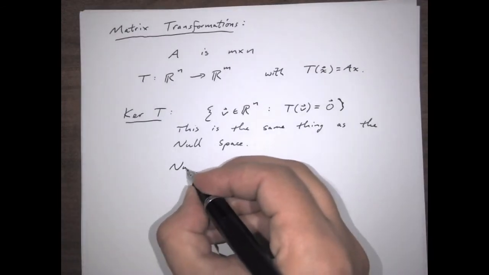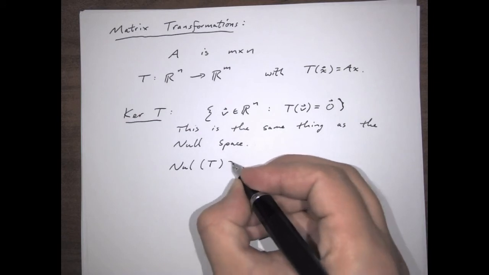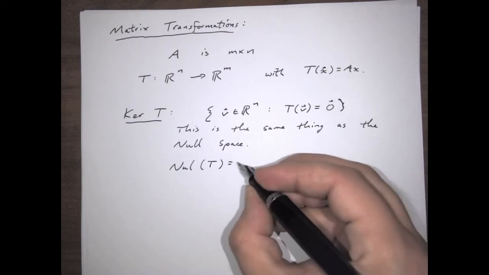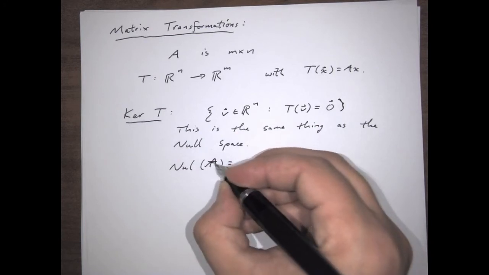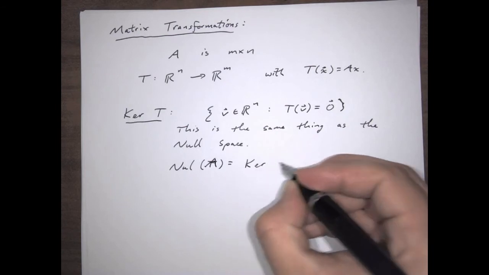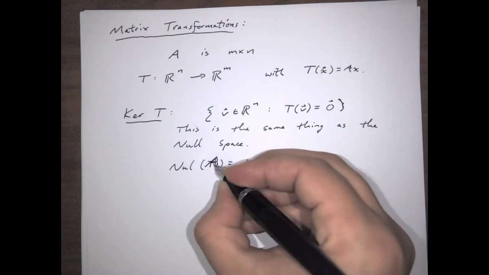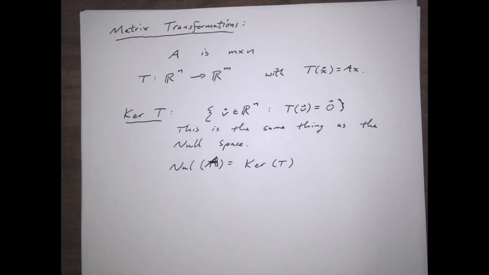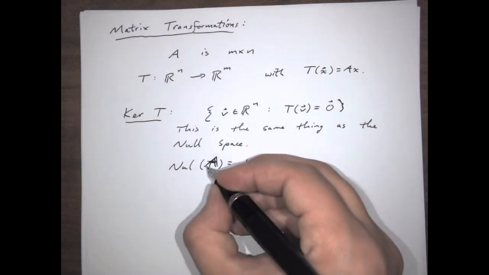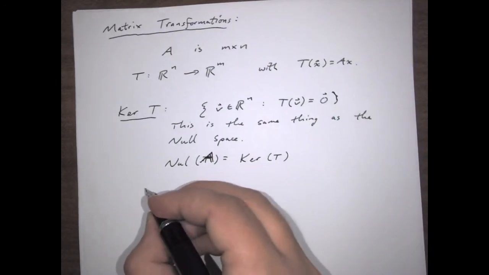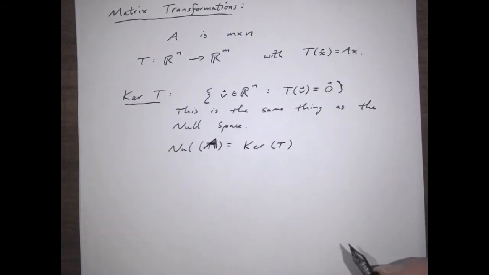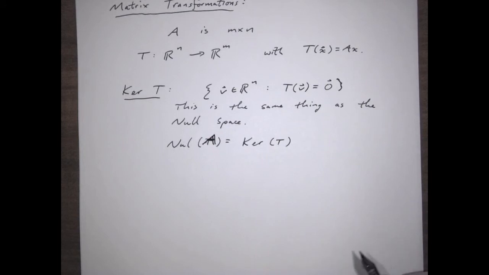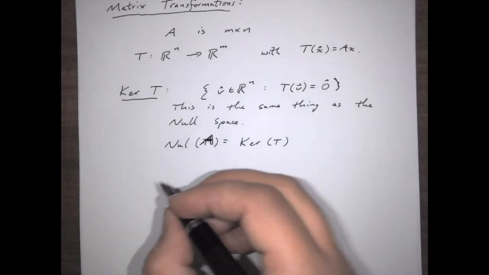So the null space of A is equal to the kernel of T. Null space, we talk about that for matrices. Kernel, we talk about that for transformations in general. And if you'll recall, if we wanted to find a basis for the null space, we could do so by setting up the augmented matrix, etc., according to the recipe laid out in chapter 2.